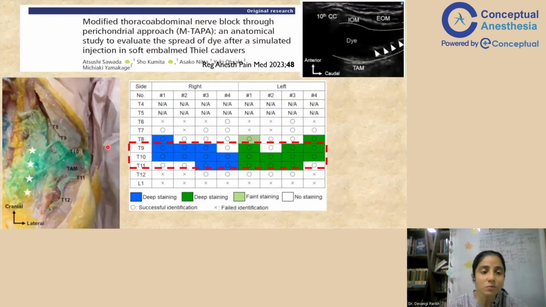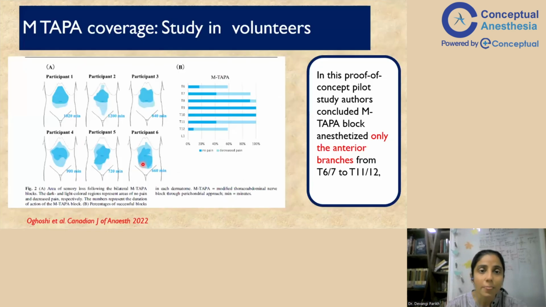However, subsequent studies, now this is a nice cadaveric study done by Savada et al. He injected in the same place where Tulgar told him to. And he saw on dissection that only the anterior cutaneous nerves of T9, T10, and T11 are consistently stained, not even the lateral cutaneous nerves, only the anterior cutaneous nerves. Then there was one more study done in volunteers, where this mTAPA block was also given. The 6 volunteers showed that only the anterior cutaneous nerves and the midline part of the incision was blocked from T6, T7 to T11.